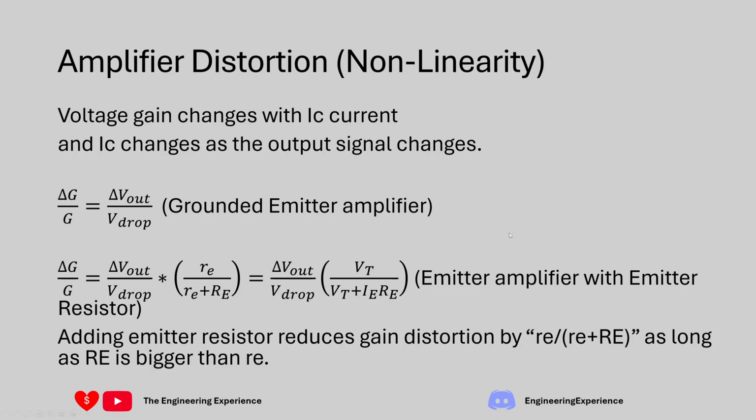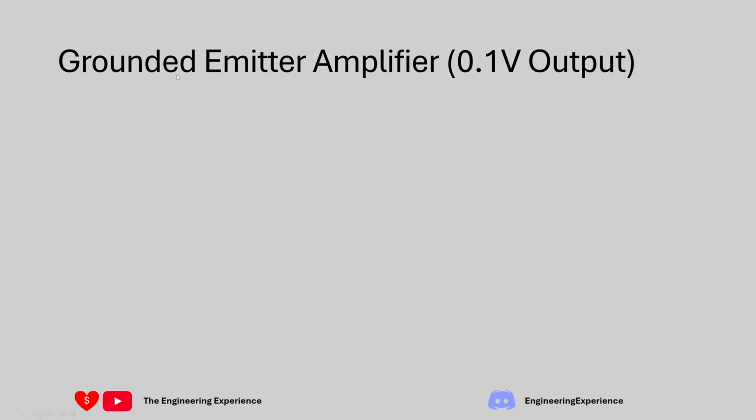First, I'm going to talk about the grounded emitter amplifier and solve the two cases that are asked by the question, 0.1 volts and 1 volt. So, the grounded emitter amplifier with a 0.1 volt output. We have this equation from the book. What we're going to do is drop in 0.1, which is our output variation or output delta, and our V drop is 5 volts, which is also described in the question. That's basically biasing for 5 volts and setting a 1 milliamp current.